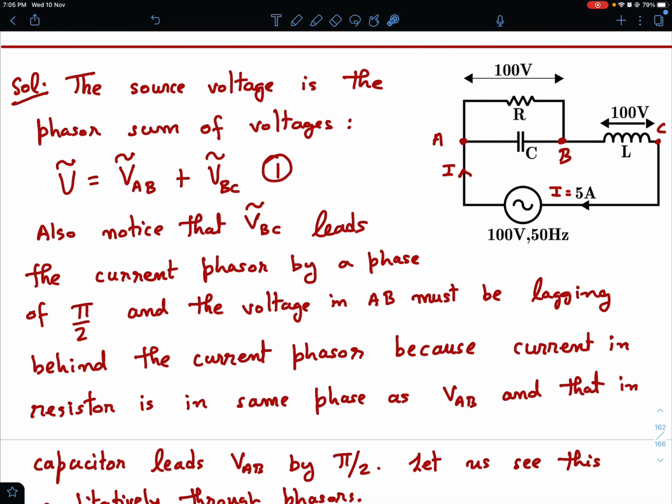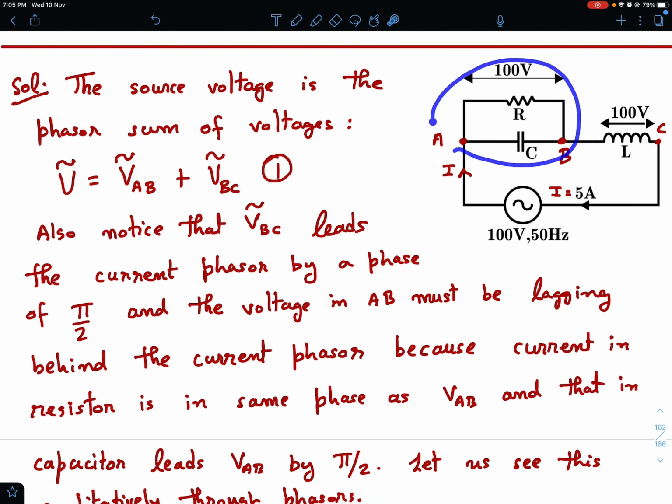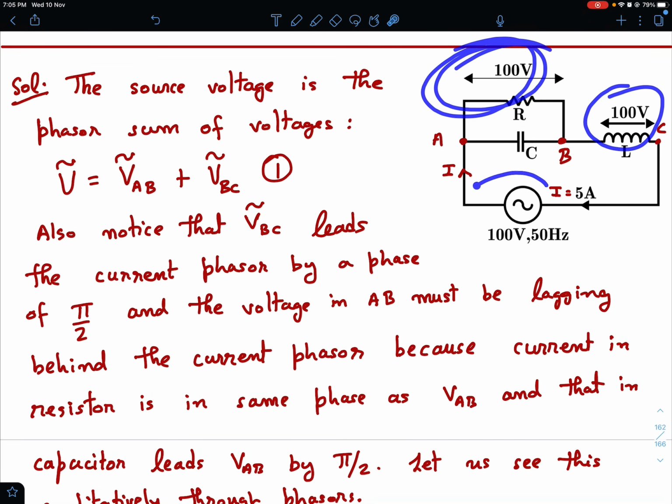So let's have a look at the problem. The source voltage is the phasor sum of the two voltages. See, so this is some phasor. The driver generator voltage is some phasor, and this phasor is obviously equal to the phasor sum of this and this. Deliberately I am using the term phasor sum because phasors are added like vectors and not like scalars. So that's why this 100 volt is supposed to be a vector quantity or a phasor quantity. So the phasor sum of this 100 and this 100 must be equal to this 100.